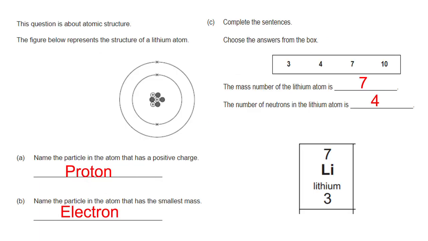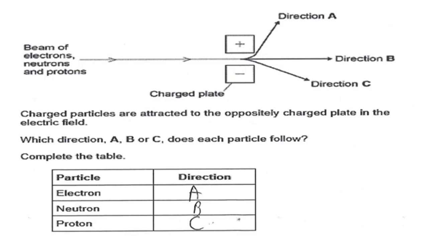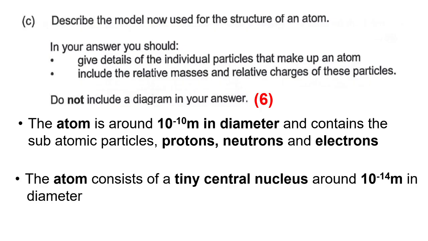Here's a nice simple foundation level question here. And here is the same question again about the direction. The electron attracted upwards, the proton attracted downwards, and the neutron feeling no charge. And now here's a 6-mark question, and this was actually answered terribly because students weren't prepared for it. Describe the structure of an atom. So pay attention to these, please.